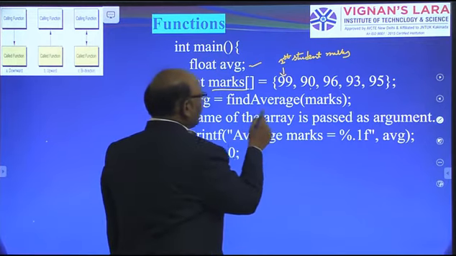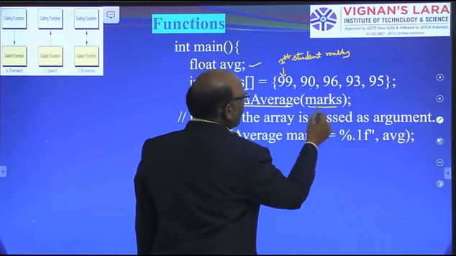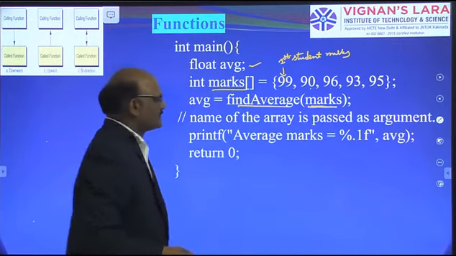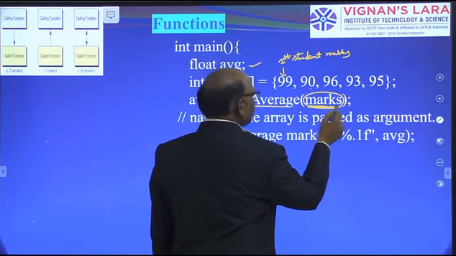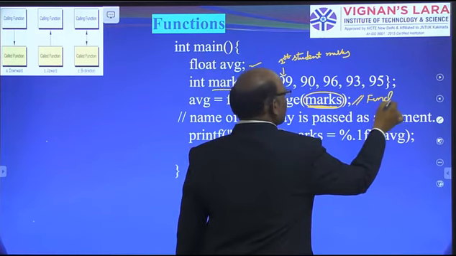See here, find average is the function. Here I am passing the array as an argument. Marks is an array. So this is the way we have to pass an array to the function when we are using it in the function call. So it is a function call.